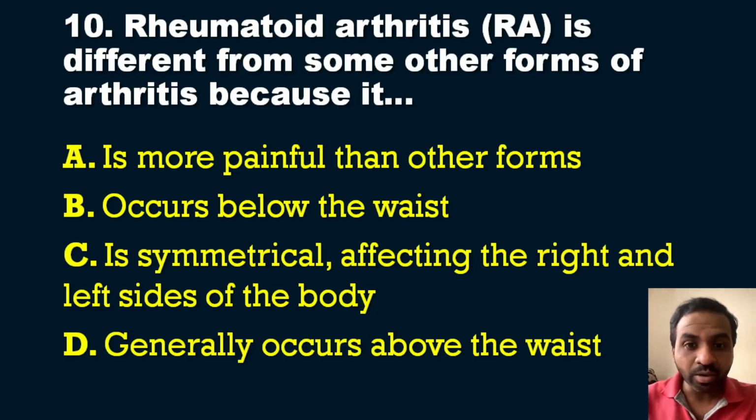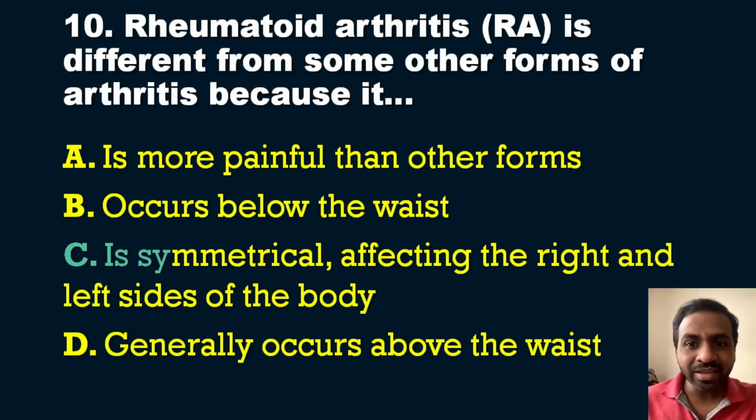So just think about rheumatoid arthritis and the patients who have rheumatoid arthritis, and you can answer this question very easily. The question here is how rheumatoid arthritis is different from other forms of arthritis. That is the question. So what is the answer? I know it's a lengthy question, but just think and answer.